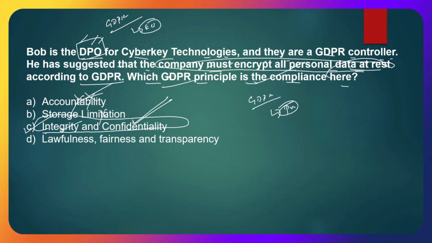Because by encrypting the data, we achieve the confidentiality. It's not D, which is lawfulness, fairness, and transparency. Absolutely, C makes more sense. That is why the answer is C for Charlie.